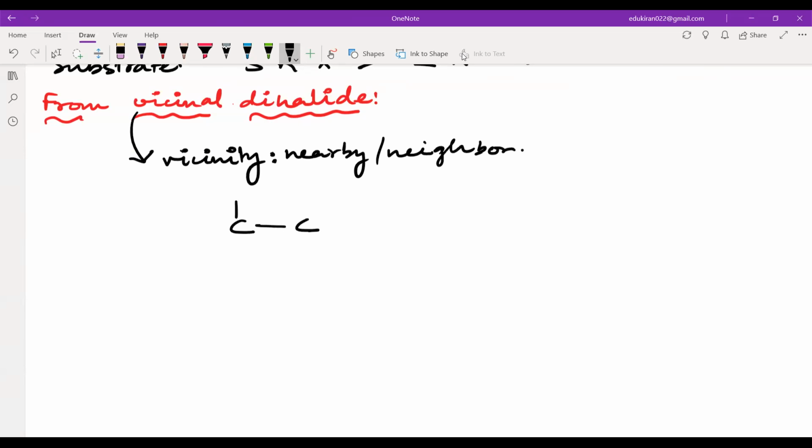Now, the common structure for a vicinal dihalide will be a carbon, and these two are having what? XX group. So if you have any structure which contains two halogen atoms on adjacent carbons, those are known as vicinal dihalides.